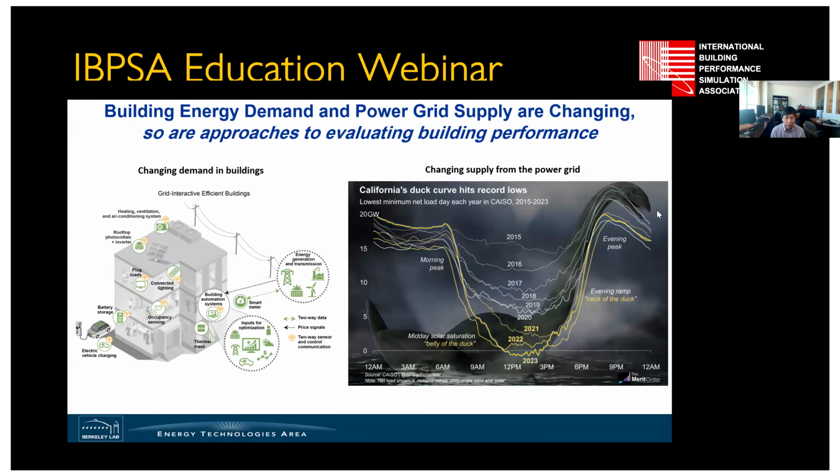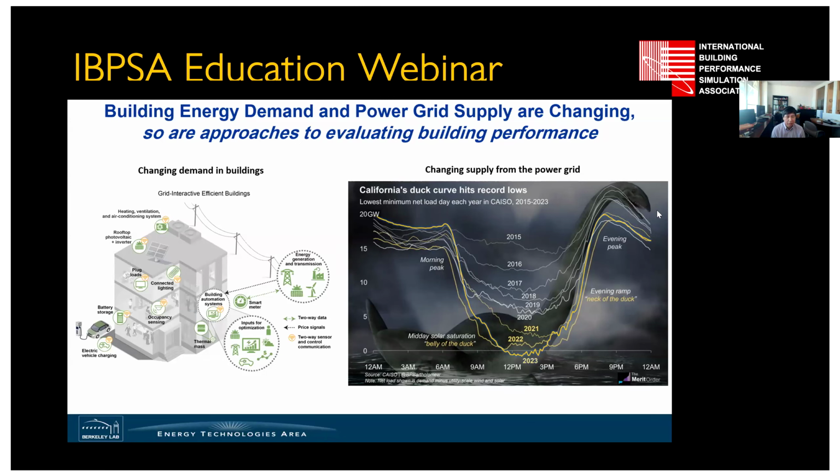So let me summarize the background. The figure on the left illustrates smart, grid-interactive, efficient buildings, where building energy demand becomes much more dynamic. The building may have on-site energy production from PV, energy storage, and EV charging, and there's a lot of sensing to ensure that we use energy wisely during the time when people are in a space.